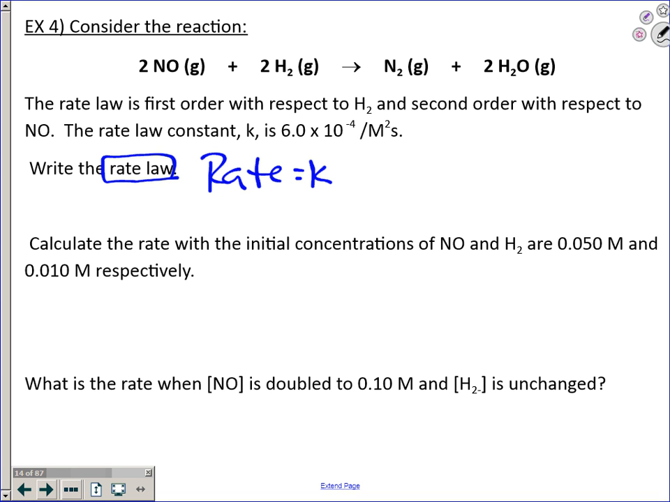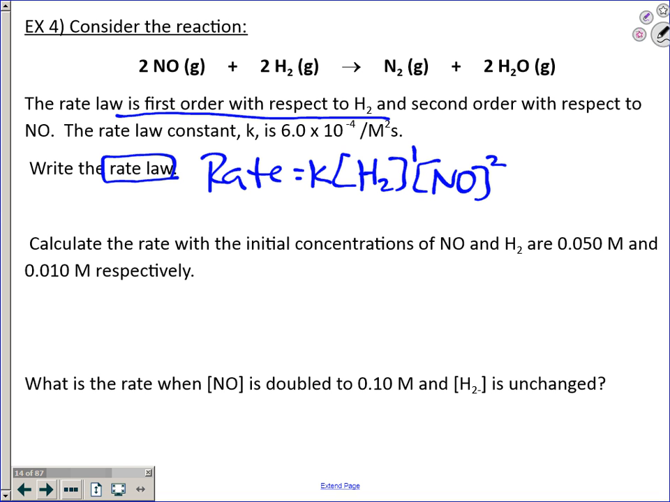Okay, so K times the concentration of H2, the hydrogen gas, to what power? It's in the sentence: the rate law is first order. Wonderful. Times NO to the second order. So that's 2. Beautiful stuff there.